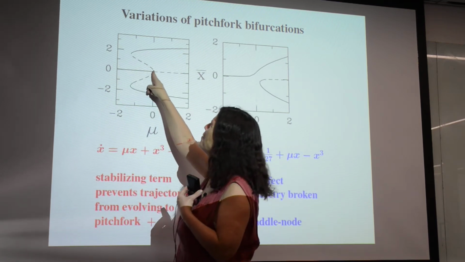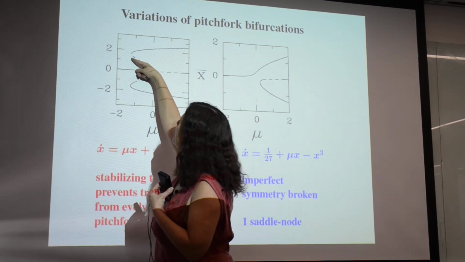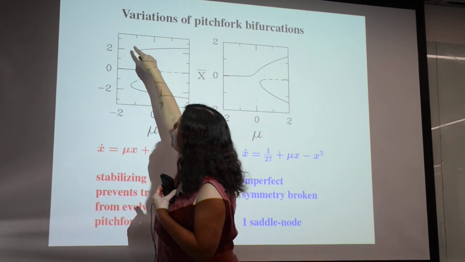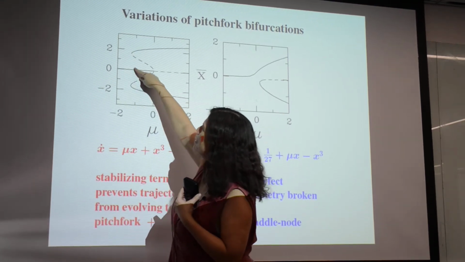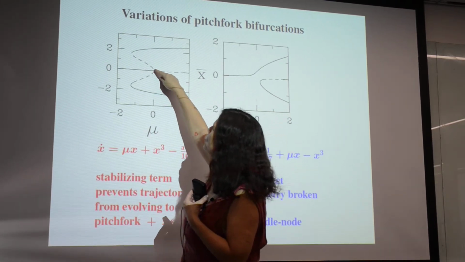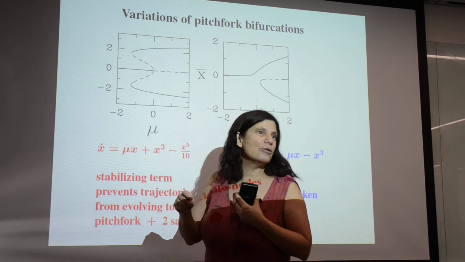So if you're going up, you'll be here, and if you're going down, and you're at this mu value, you'll be here. So you have one point where you jump from the high value to the low value, and that's here at -1 for this particular case. And you have a point where you jump from the low value to the high value, and here it's at 0.